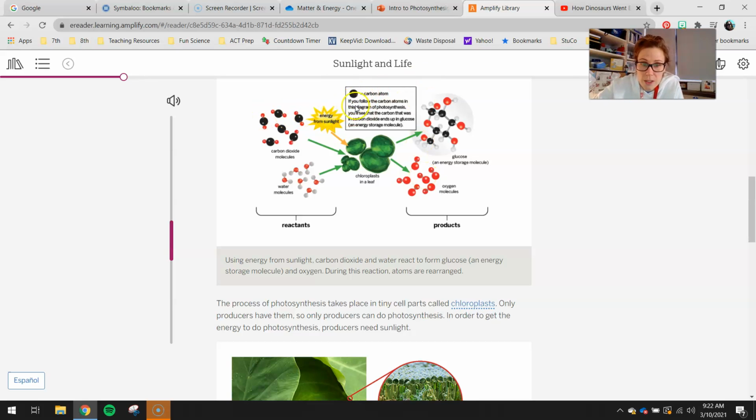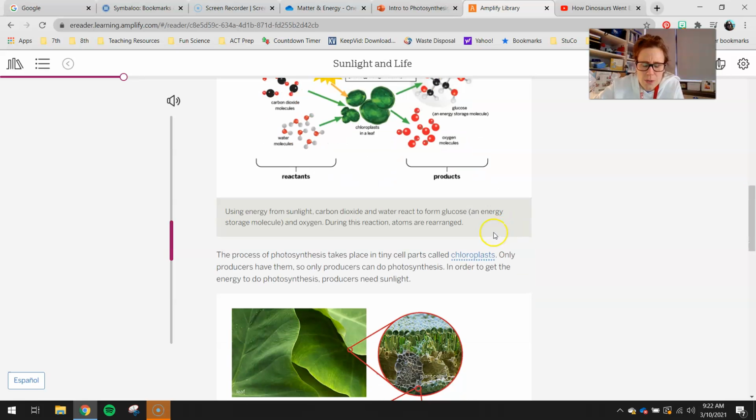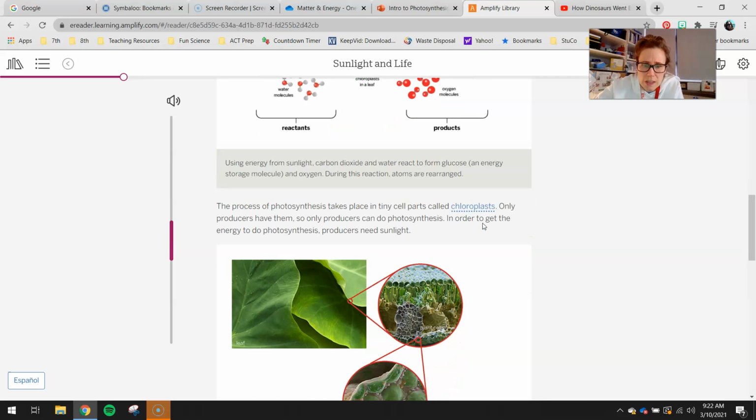Okay, so if you guys follow, here's a little carbon atom, the black circle, so you can follow it. It comes in as carbon dioxide and it leaves as glucose. Okay, so using energy from sunlight, carbon dioxide and water react to form glucose, an energy storage molecule, and oxygen. During this reaction, atoms are rearranged. The process of photosynthesis takes place in tiny cell parts called chloroplasts. Only producers have them, so only producers can do photosynthesis.